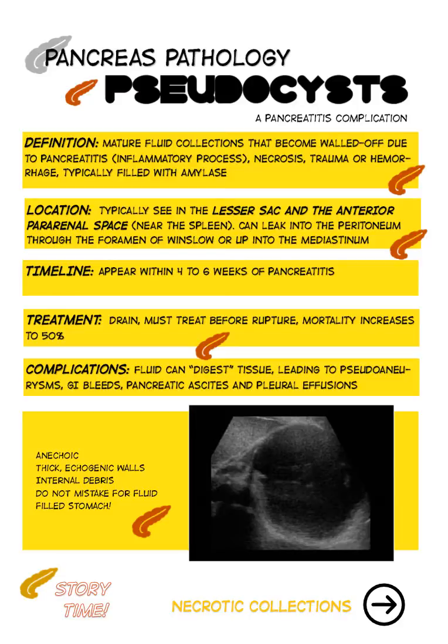Because these are changes to fluid collections, it makes sense then that pseudocysts like to pop up where fluid collections originally are. So we do see them quite commonly in the lesser sac, and we also tend to see them in the anterior pararenal space. Again, they can be anywhere within the body that the fluid can leak into, but those are the two more common spaces.